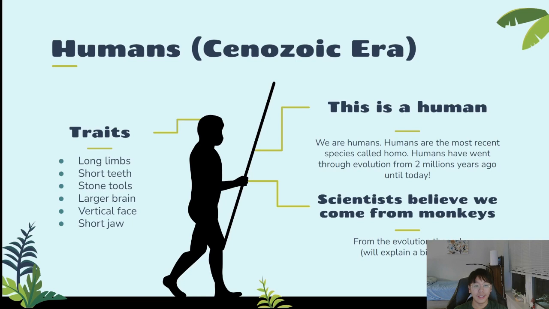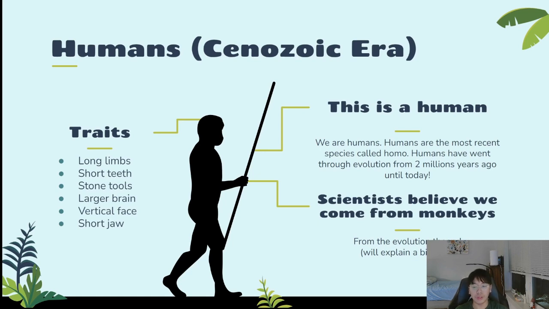Humans now. Scientists call it the Cenozoic era, and during this time humans started to develop from apes, and this is a picture of a human. We are humans. Humans are the most recent species called Homo, and humans have gone through evolution from 2 million years ago until today. Some traits of humans are long-lived, short teeth, using stone tools, a larger brain, a vertical face, and a short jaw compared to other apes. And scientists believe that we came from monkeys, which is from the evolution theory.